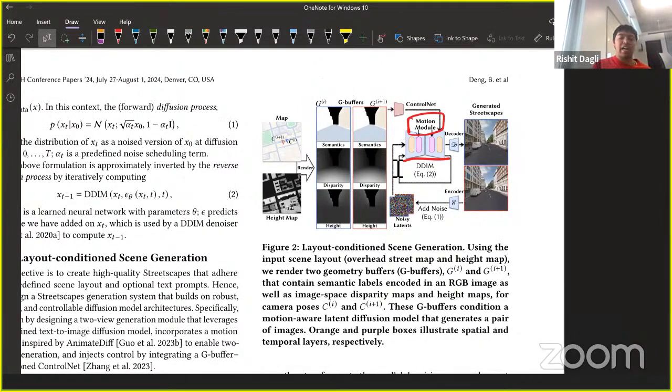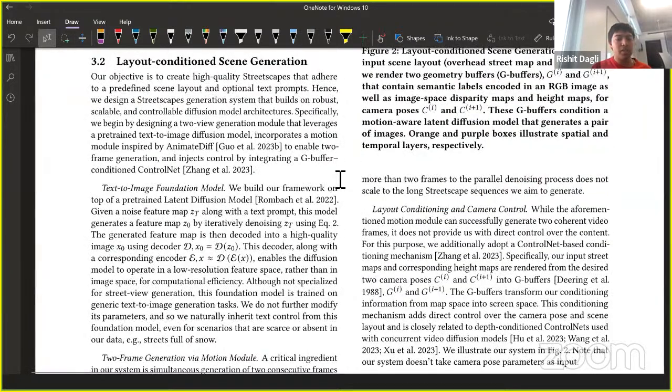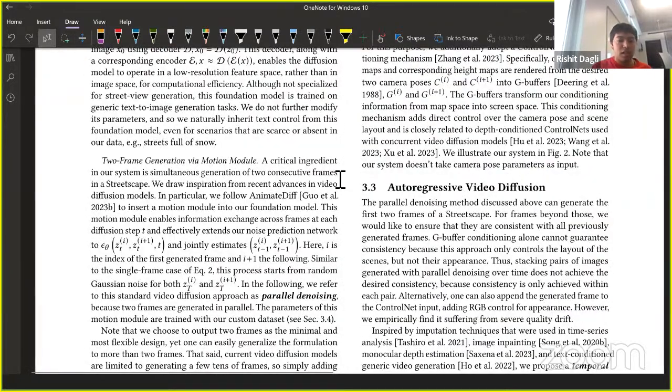So at a point, you generate two images in parallel at each time, and hopefully those two will be consistent enough and show some motion between them. The way they do this is they use these animation techniques. Particularly, they talk about how they follow AnimateDiff.